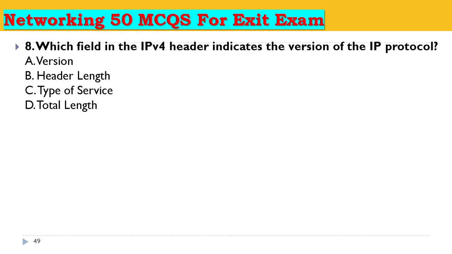8. Which field in the IP version 4 header indicates the version of the IP protocol? Version, header length, type of service, total length. The version field in the IP version 4 header indicates the version of the IP protocol.